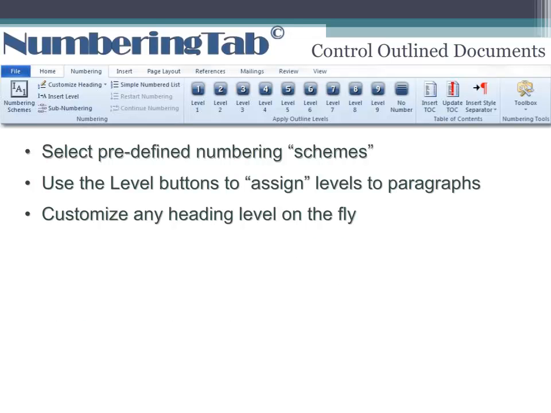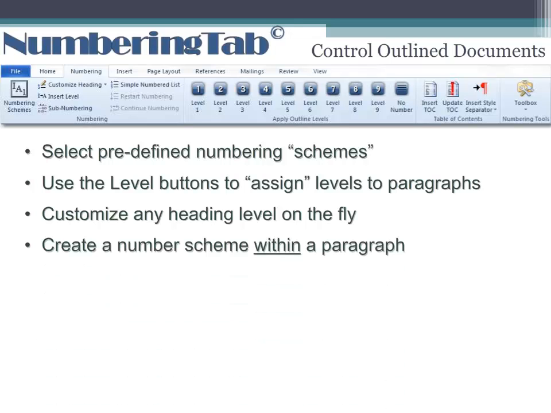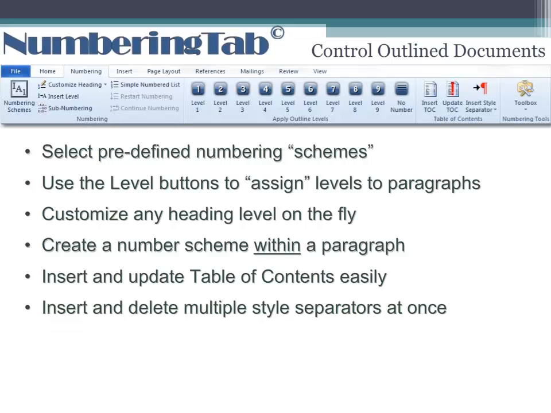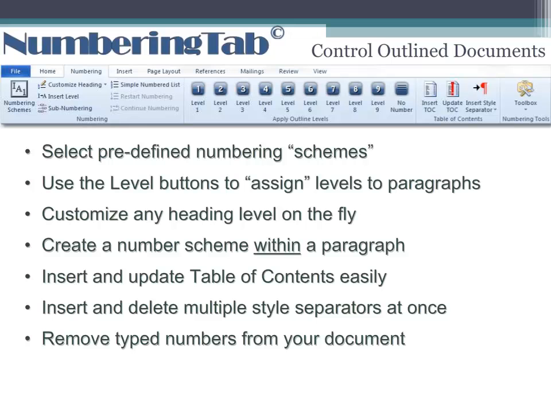You can also customize any of the predefined schemes as you're working on the document, such as making a level bold or double-spaced. Quickly and accurately create an ABC or 1, 2, 3 number scheme within a single paragraph. Insert and update the table of contents using the Insert TOC tool. Other advanced tools include the ability to work with style separators, inserting and removing them to properly create the table of contents, and the Numbering tab also includes a tool to help remove those pesky typed numbers in any document.